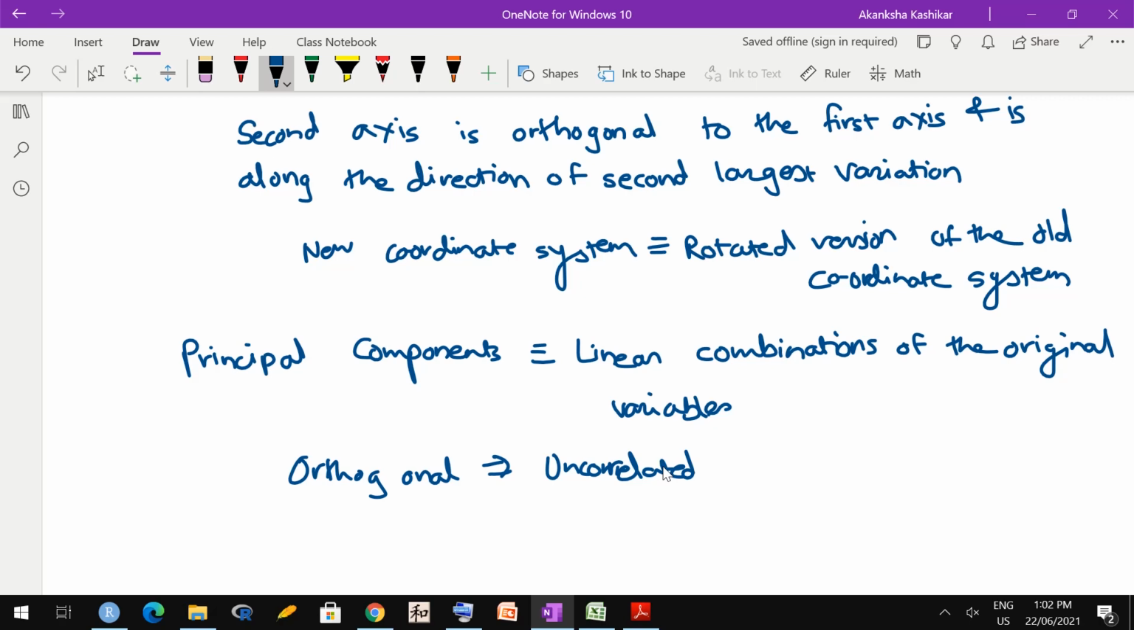Okay, so this is just a non-mathematical introduction of PCA. Things would be further clear when we go for the actual mathematical derivations. Okay, so in the next lecture we would start with that.